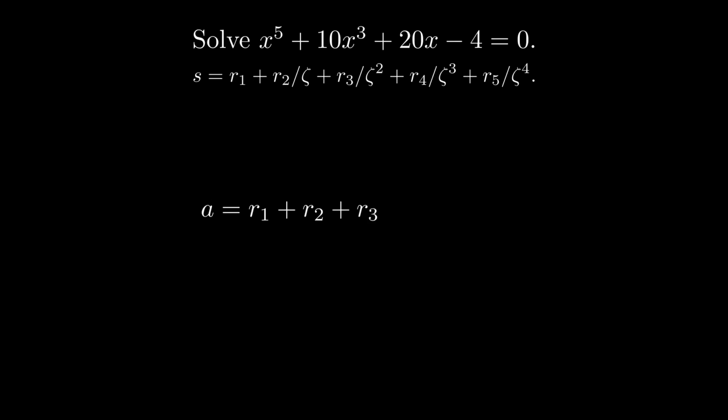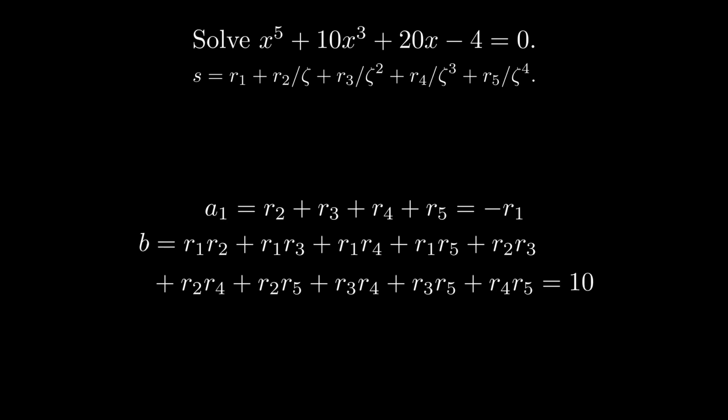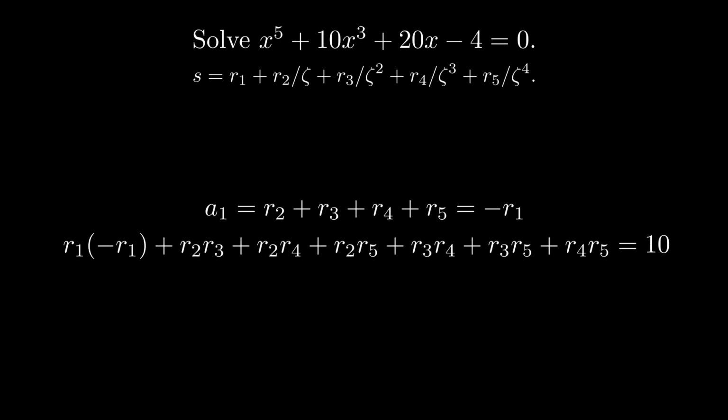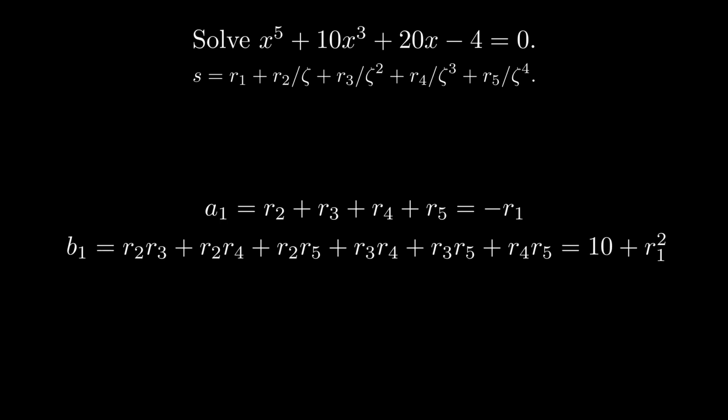As an example, a was equal to r1 plus r2 plus r3 plus r4 plus r5 and equaled 0. So moving r1 to the other side, we got our first new variable a1. Similarly, b was the symmetric sum of degree 2, but the coefficient of r1 is r2 plus r3 plus r4 plus r5, and that equals a1, which is negative r1. So moving that to the other side, we get b1, which equals 10 plus r1 squared.